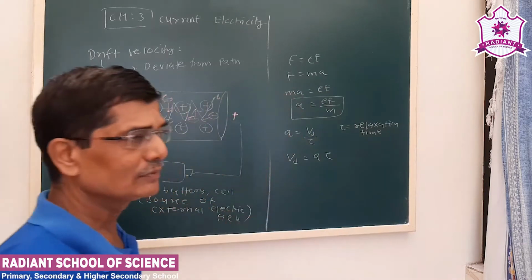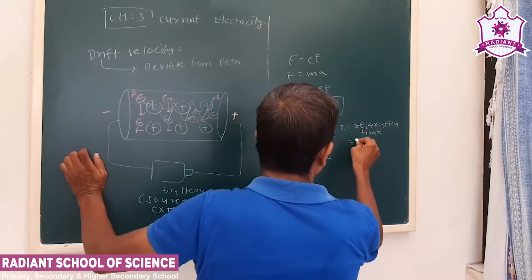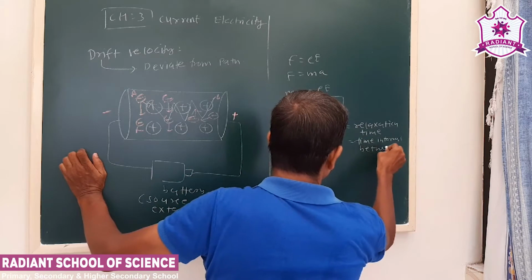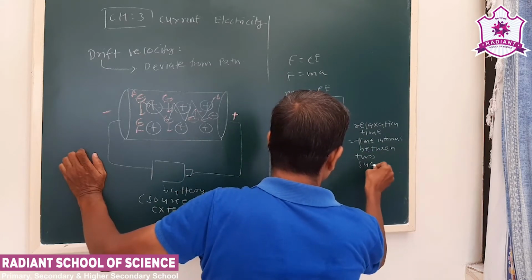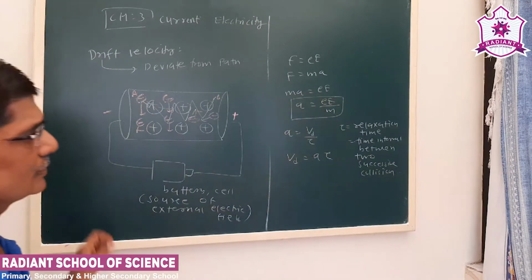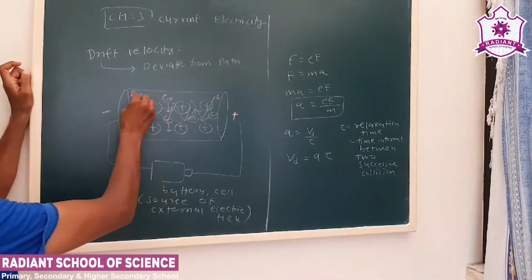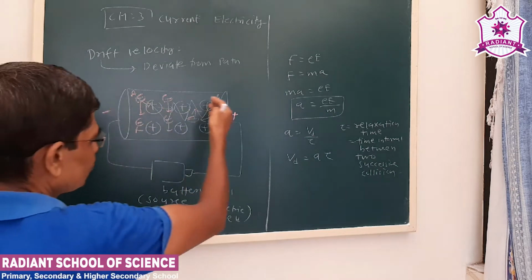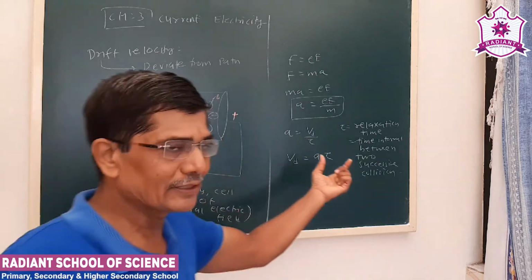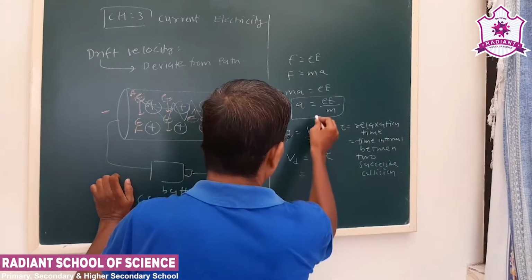Now what is the relaxation time? The time interval between two successive collisions is called relaxation time. Now see, how do we understand this? Suppose the electron has collided with the positive charge, it has moved further. After some time, it collided with the other positive charge. So that time interval between two successive collisions is called relaxation time. So now what is the value of a here?